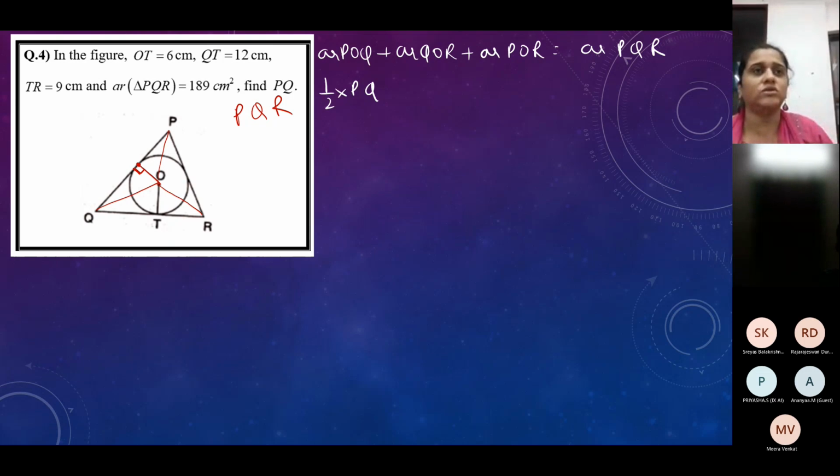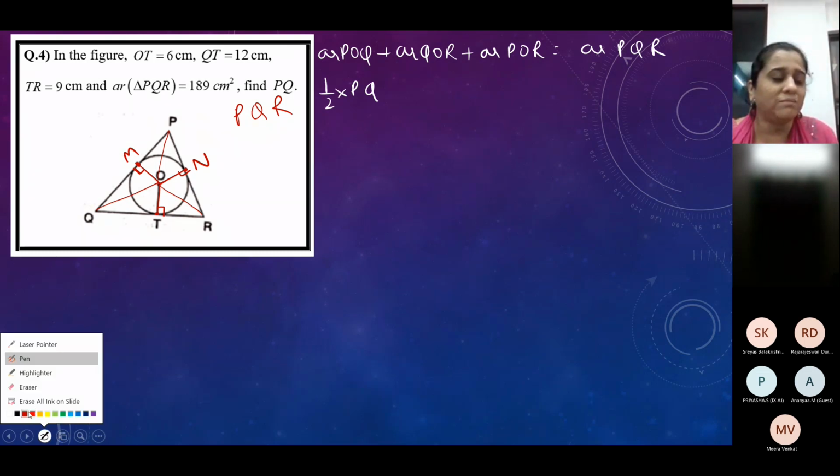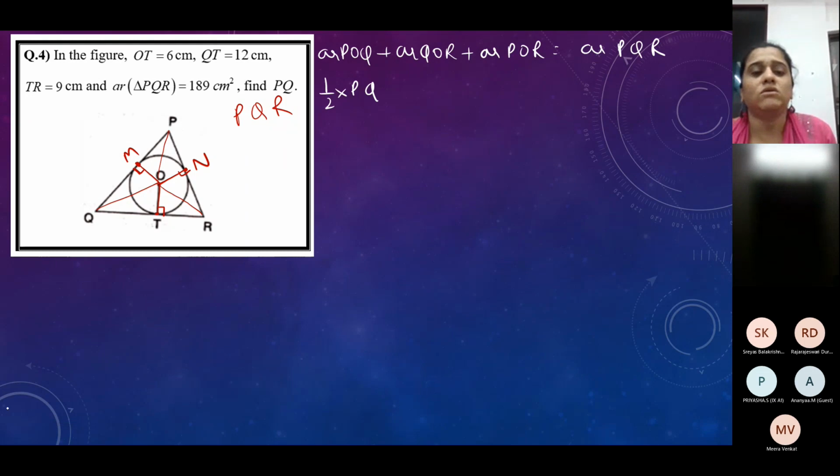So obviously you can mark the points of contact. This is the point of contact M, and this is a point of contact N. Through N, the radius, so 90 degrees. And this is already there. T is the point of contact and TO is the radius through the point of contact. It's not marked 90, but we know it is 90 by the theorem.